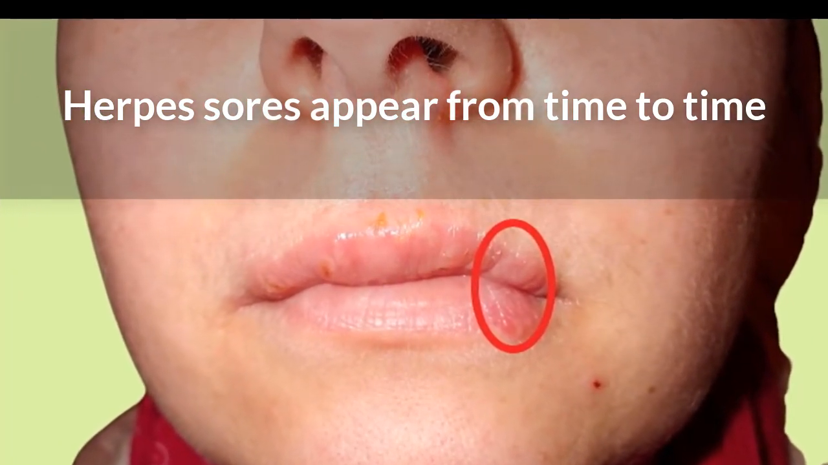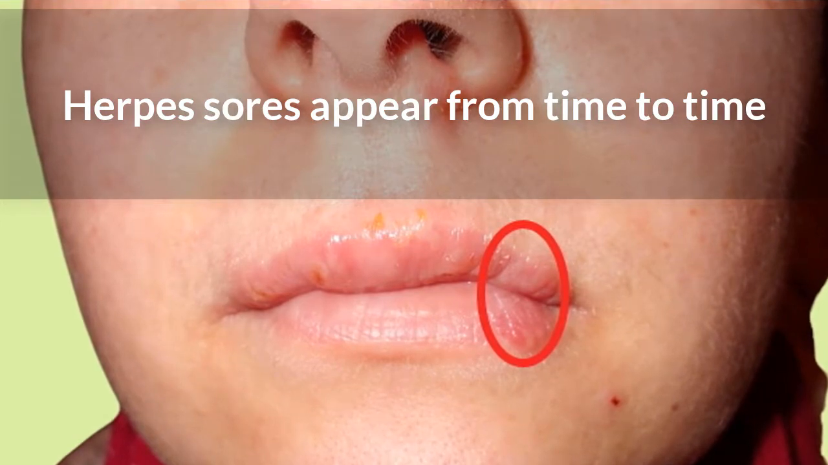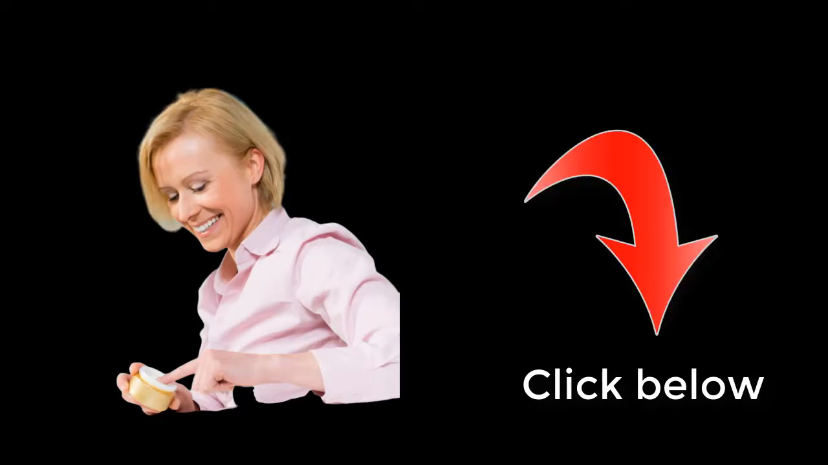Herpes sores appear from time to time. This usually happens when the infected person becomes stressed, either physically or mentally. This stage is called recurrence and is likely to occur repeatedly, as the virus alternates between latency and activity.